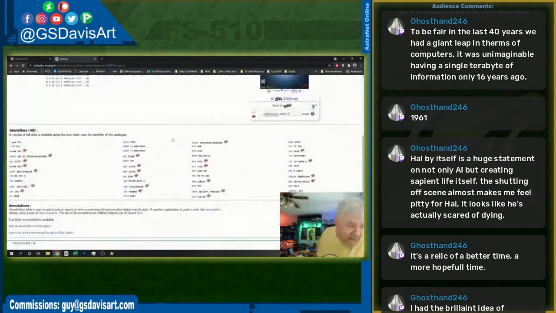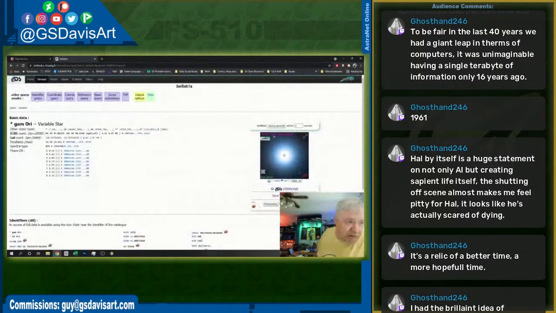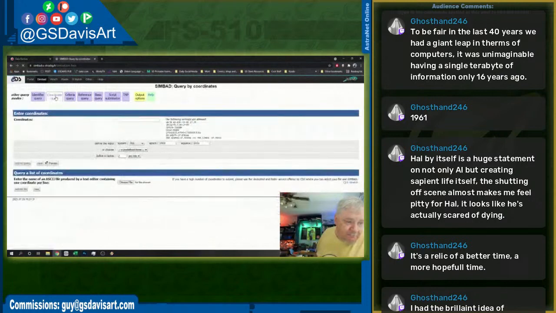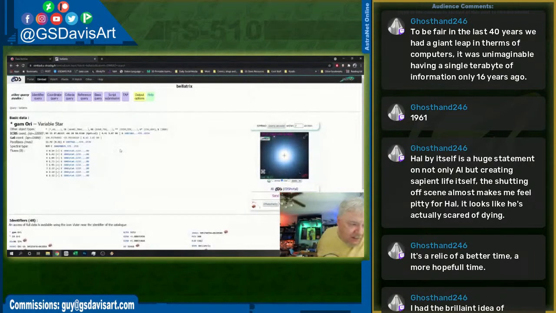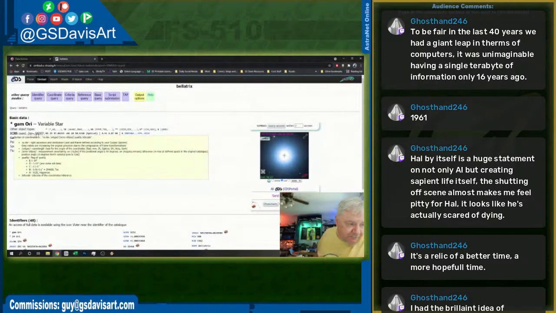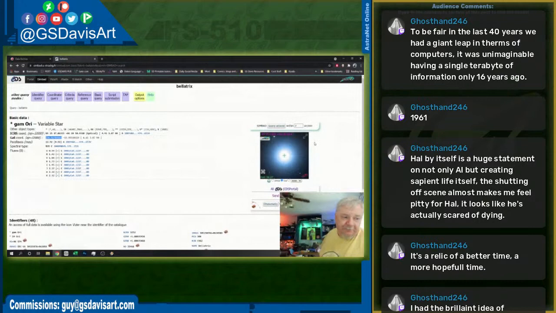Let's see if it'll give me its coordinate information. Nope, that's not what I want. Where are you? This is optical. Galactic coordinates 196. Let's check our coordinates. 196.92. Yep, that's correct. Minus 15.95. Okay.